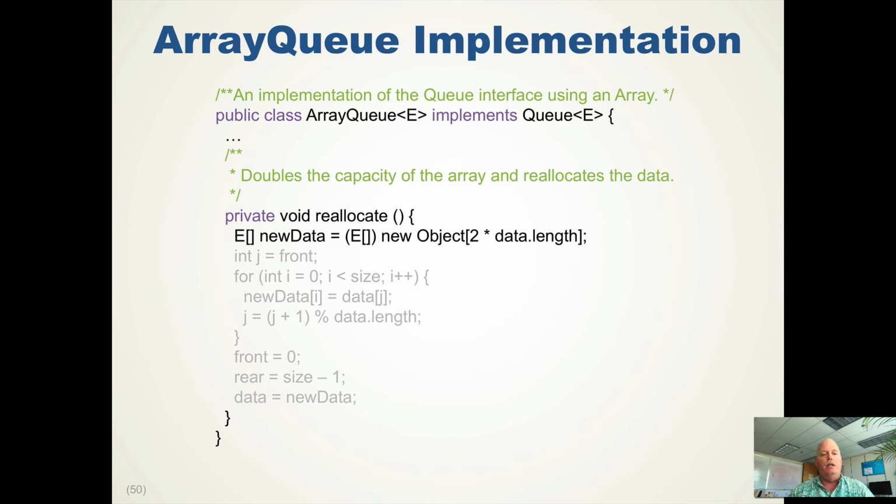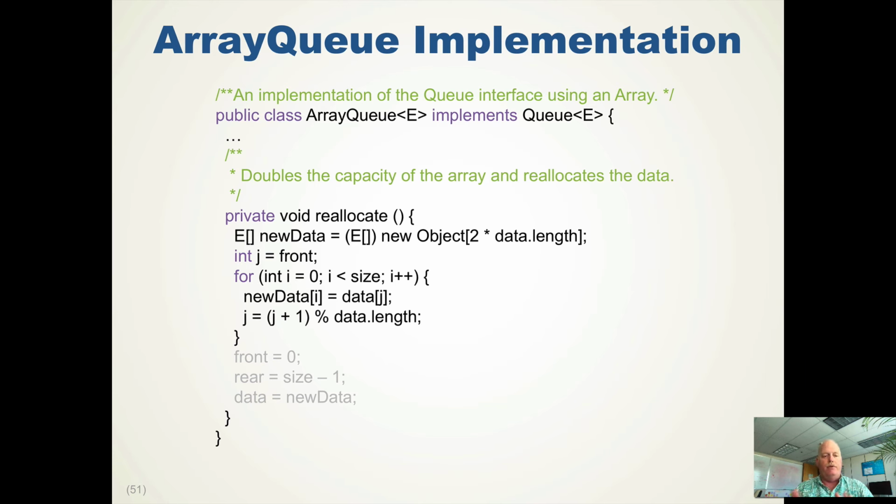And here's the reallocate. So it's got a slight twist because our front and rear move around, so we don't know exactly where they are. But first we create a new array that's bigger, twice as big as the old array. We assign J to front because we want to go through front and possibly loop around and put all of the data that was in the old position into the new array, starting at 0, going to size - 1. So that's why J is going around the old data, and we're putting it into 0 through size - 1.